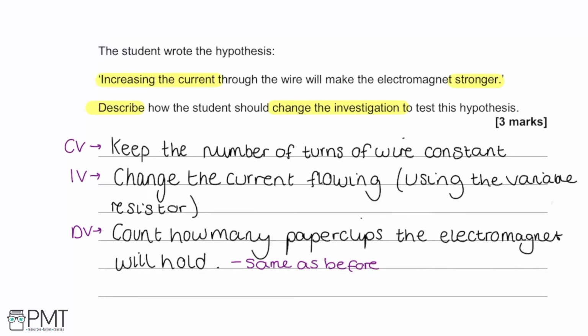So to get each of the marks, you're going to get the first mark for saying that we're keeping the number of turns constant. That's our new control variable. Then the second mark is for stating the new independent variable, so we're changing the current. And then the third mark is for stating the dependent variable, so what we're measuring, and that's stayed the same from the previous experiment, so we're measuring the number of paper clips that the electromagnet can hold.